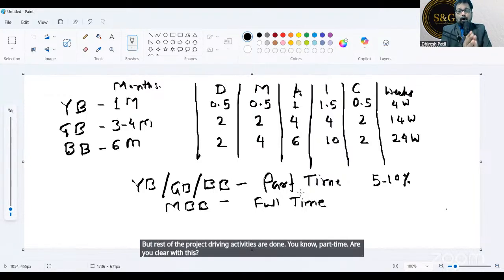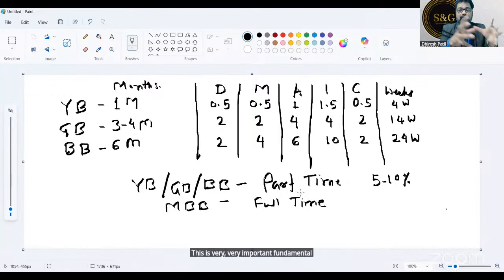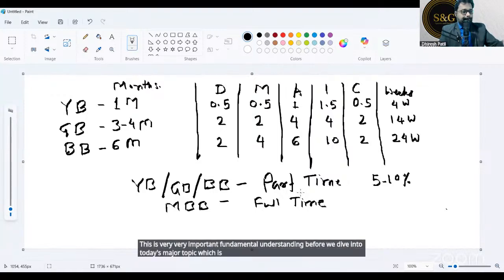This is a very, very important fundamental understanding before we dive into our today's major topic, which is called the rapid DMAIC model. Clear? Just give me yes in the chat box, everybody.